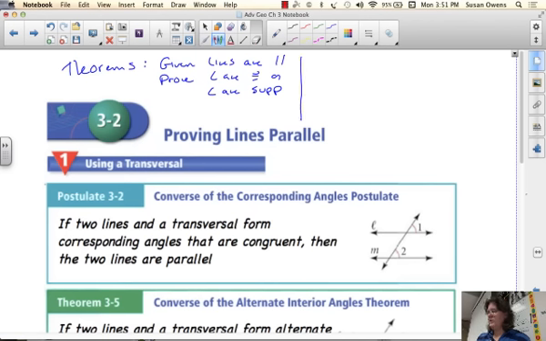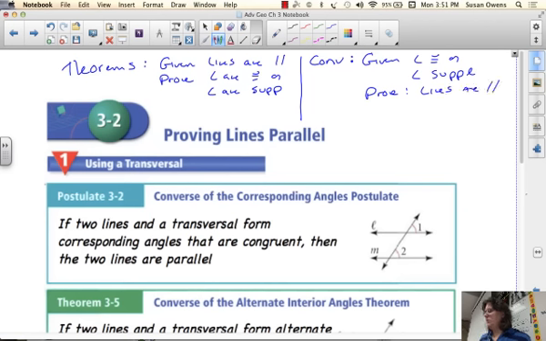All of the converses that you're going to learn today are used to prove lines are parallel. So you're going to be given either the angles are congruent or angles are supplementary, and you're going to use these to prove lines are parallel.